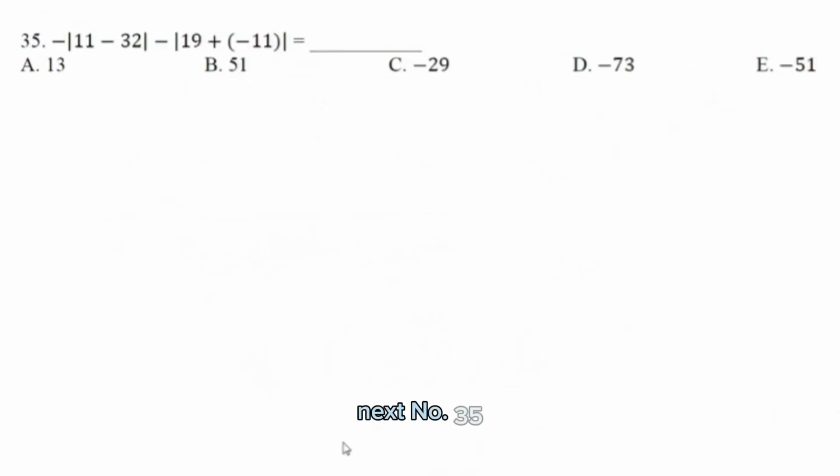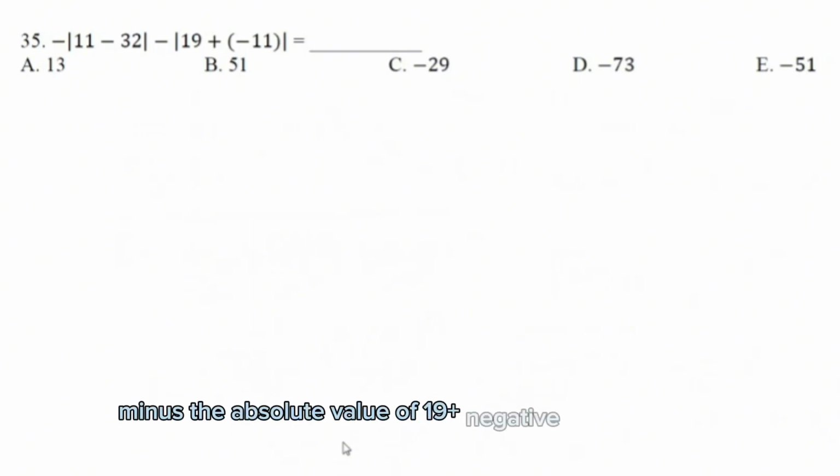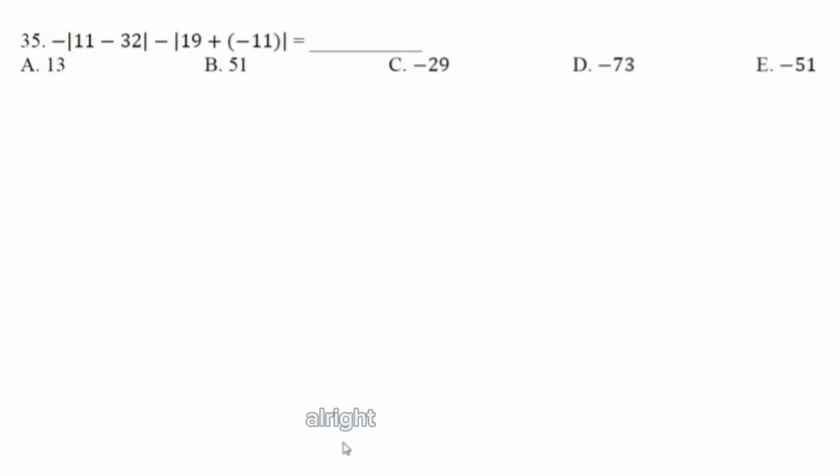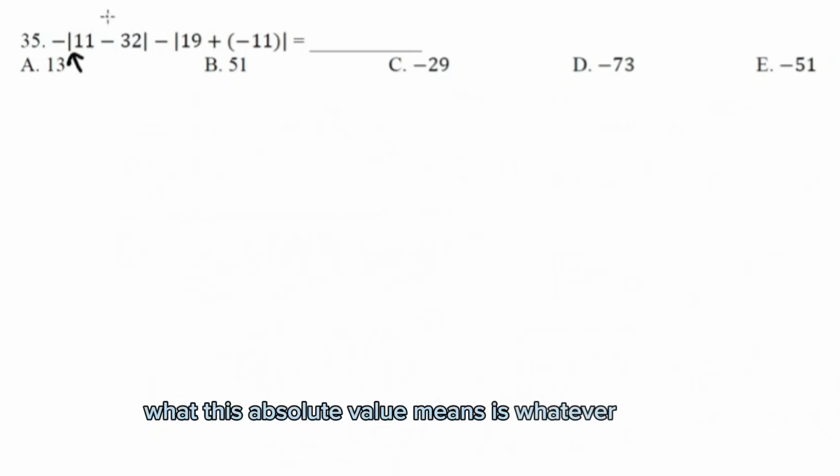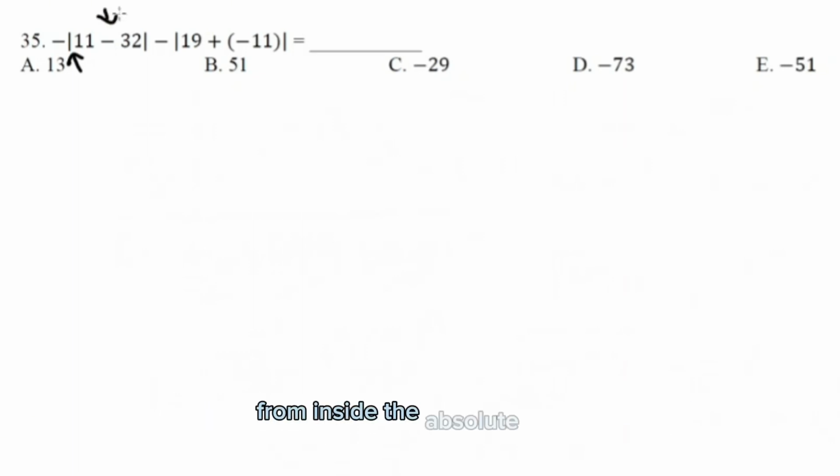Next, number 35. Negative of the absolute value of 11 minus 32 minus the absolute value of 19 plus a negative 11 equals what? Alright, so in this problem, what the absolute value means is whatever we get from inside the absolute value statement is just going to become positive. So if it's already positive, it's going to stay positive, and if it's negative, it's going to become positive. So let's solve this problem.